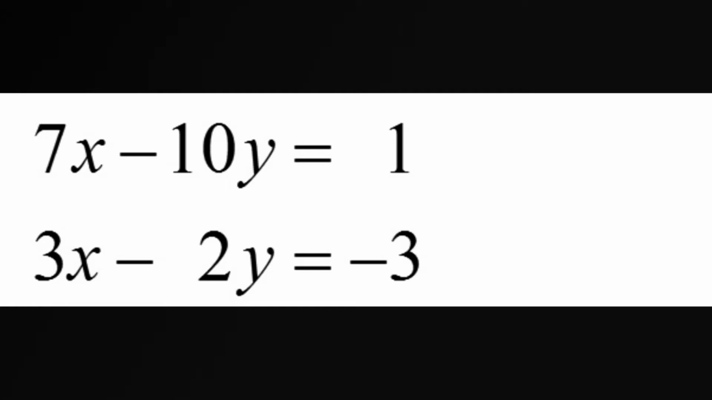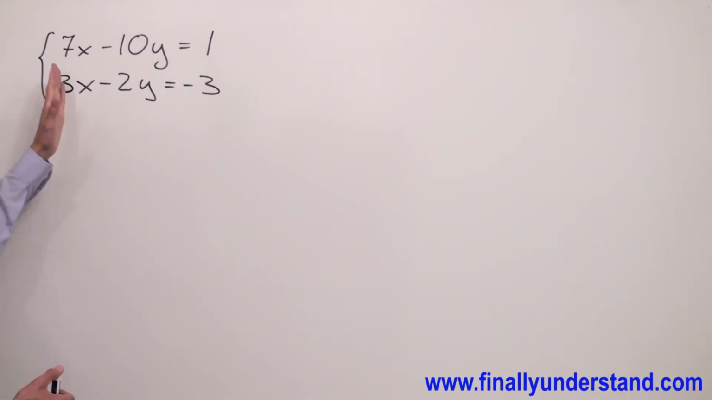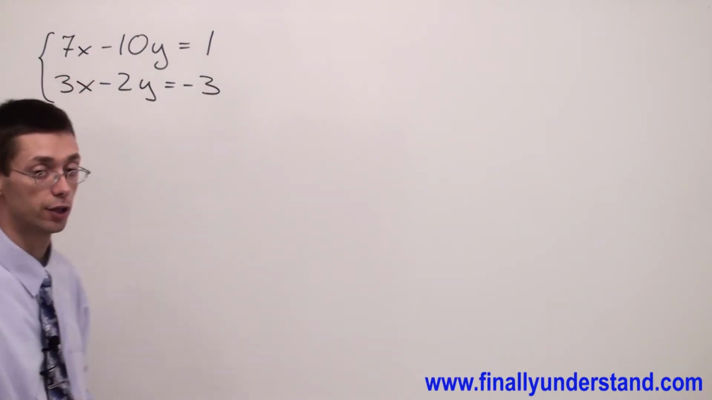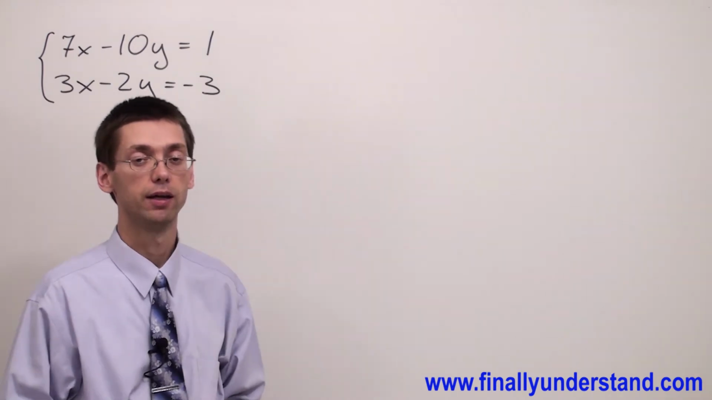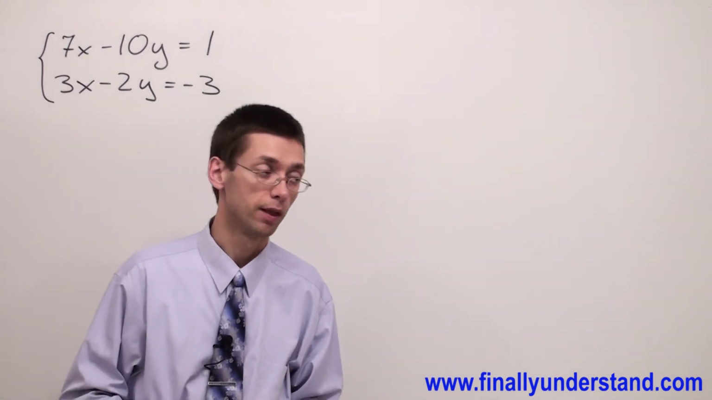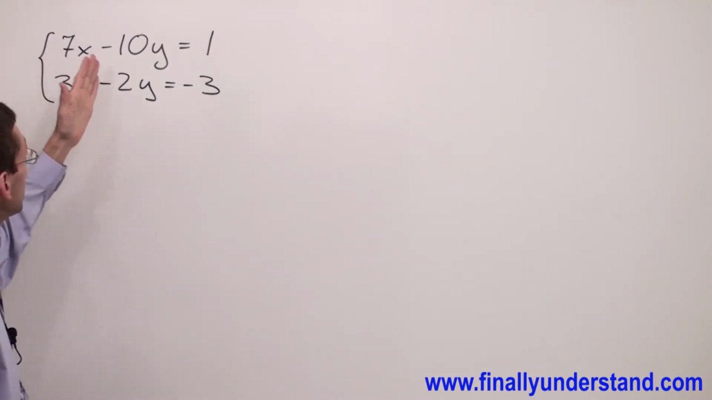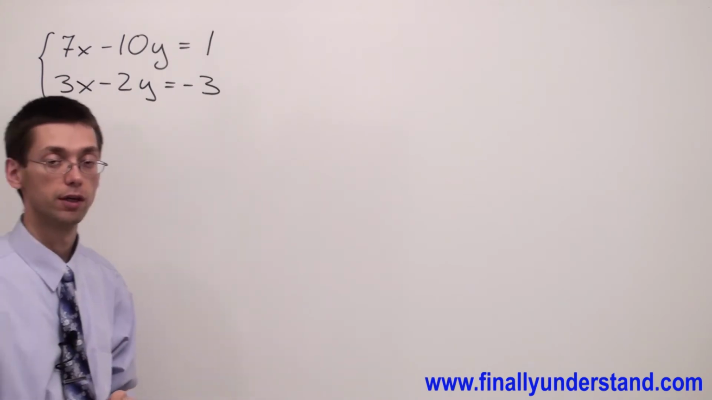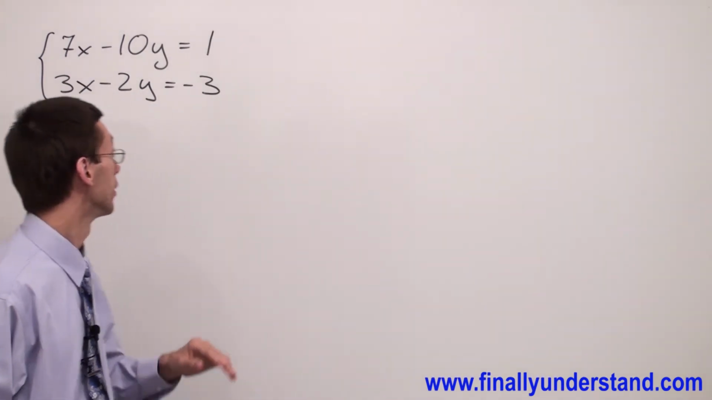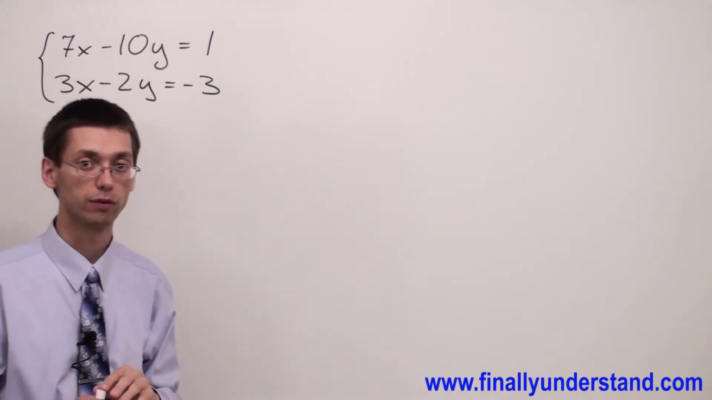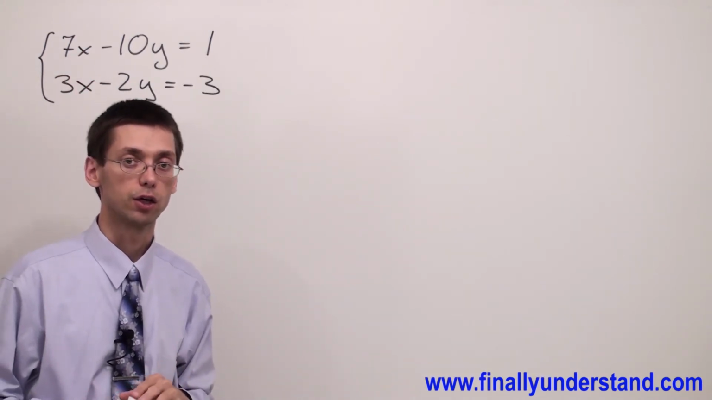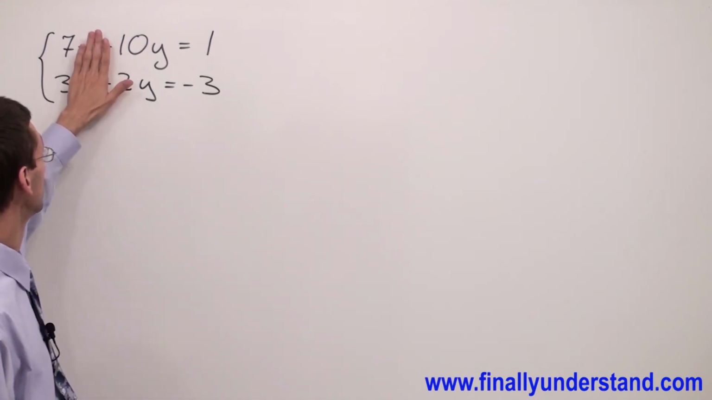Let's take a look at this example. This time we have different coefficients next to x and different coefficients next to y. In order to apply the addition-subtraction method, we're supposed to make sure that next to x we are going to have the same coefficients, or next to y we are going to have the same coefficients. Okay, we don't care about the signs at this moment. We have to just make sure that the coefficients are going to be the same. Don't worry about the signs.